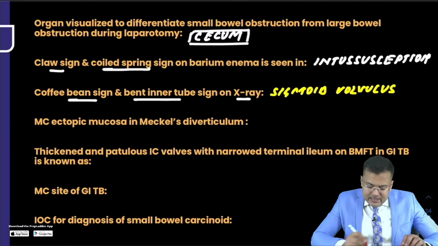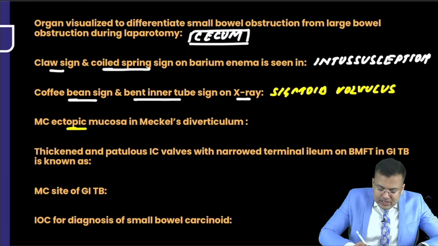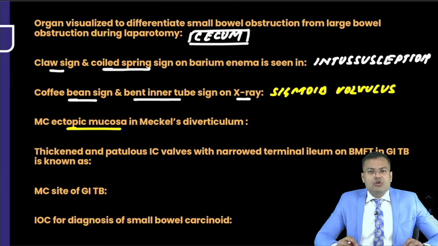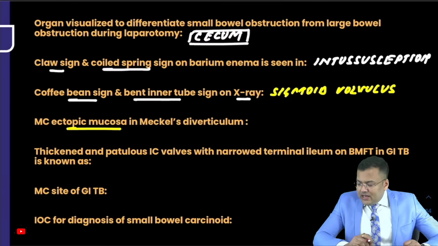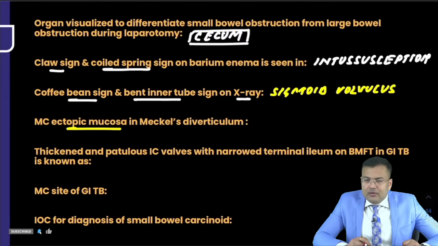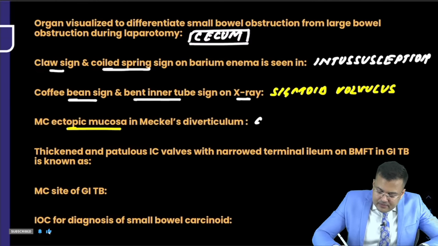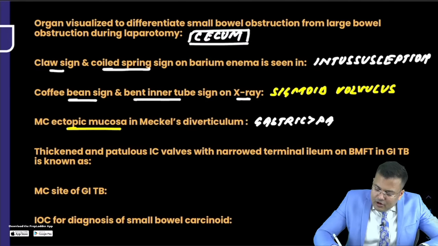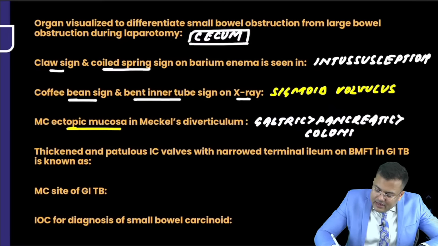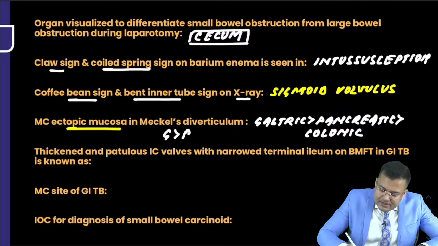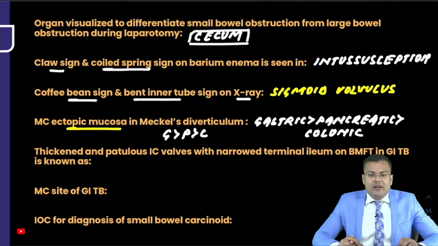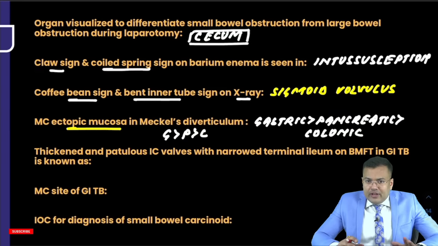Next, most common ectopic mucosa. It was asked in latest exam. Most common ectopic mucosa in Meckel's diverticulum. Very good. So it is actually gastric, followed by pancreatic, followed by colonic. And how to remember? Mnemonic is GPC. Gastric, followed by pancreatic, followed by colonic, GPC.